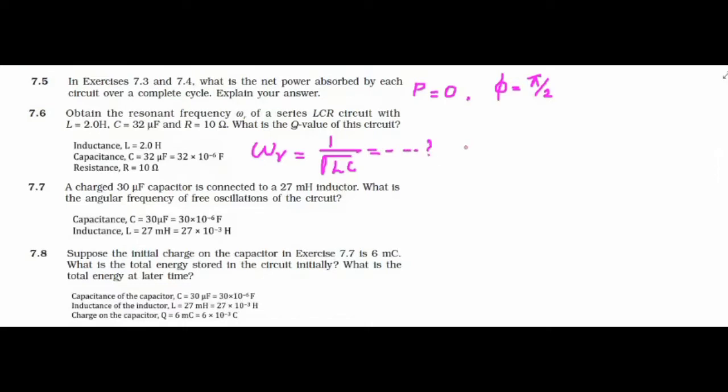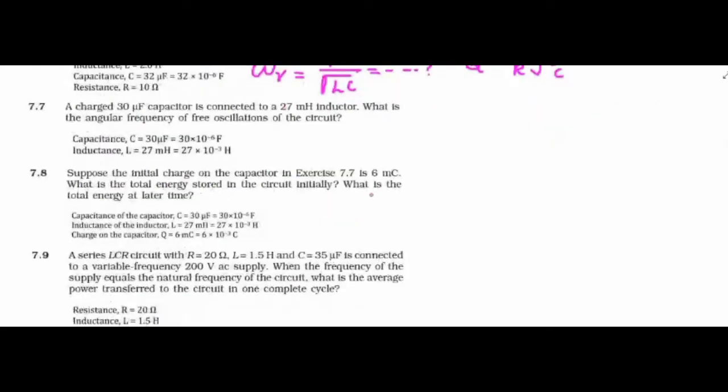Then Q value of the circuit. There are 2-3 formulas you have studied for Q value. Any one of them can be used. Q is equal to 1 by R into under root L by C, and quality factor can be calculated. Then question 7, a charged capacitor, capacitance is given 30 into 10 power minus 6 farad, inductor 27 millihenry.